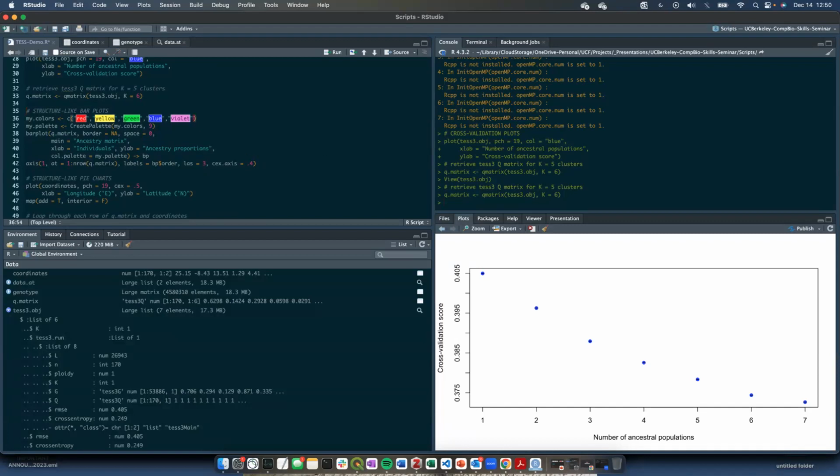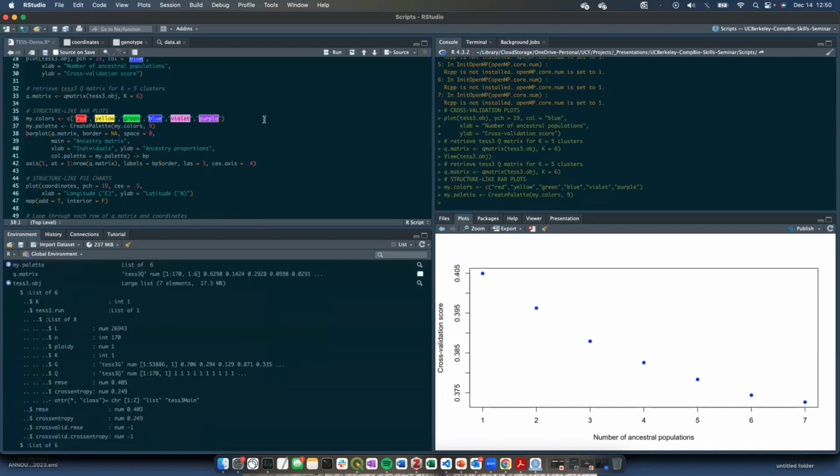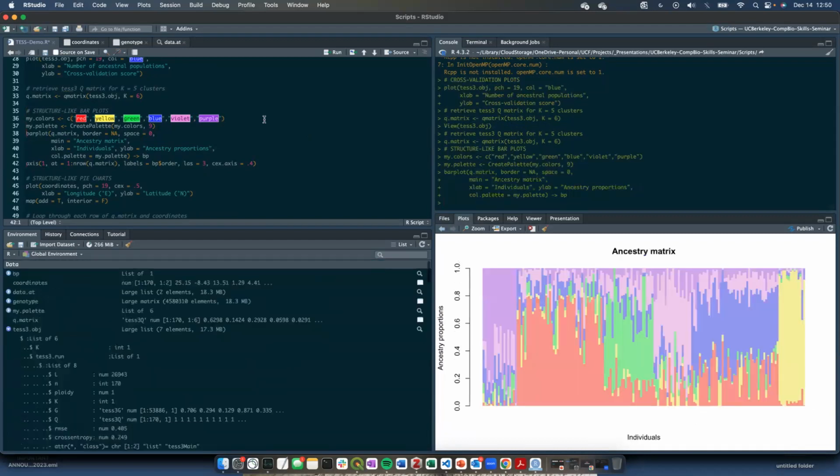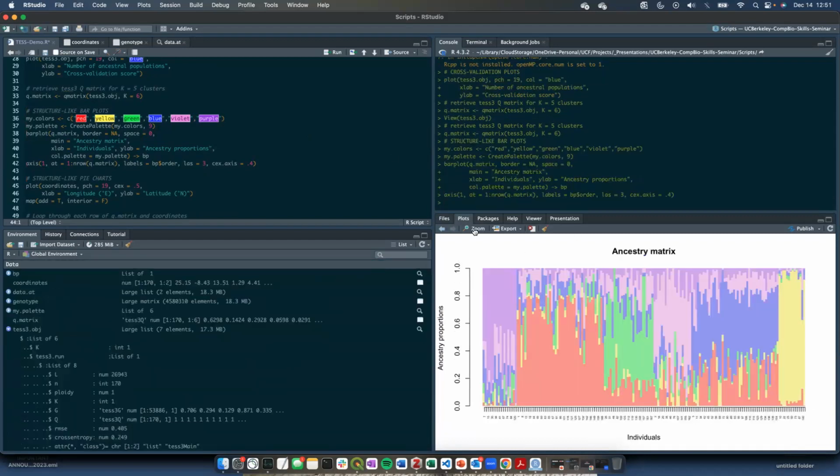And so, oh, I have 5 colors. Choose a color. Someone choose a color. Purple. I already have. Oh, I guess purple works. All right, so we'll choose 6 colors, assign that to a palette, and then plot that with our individuals.